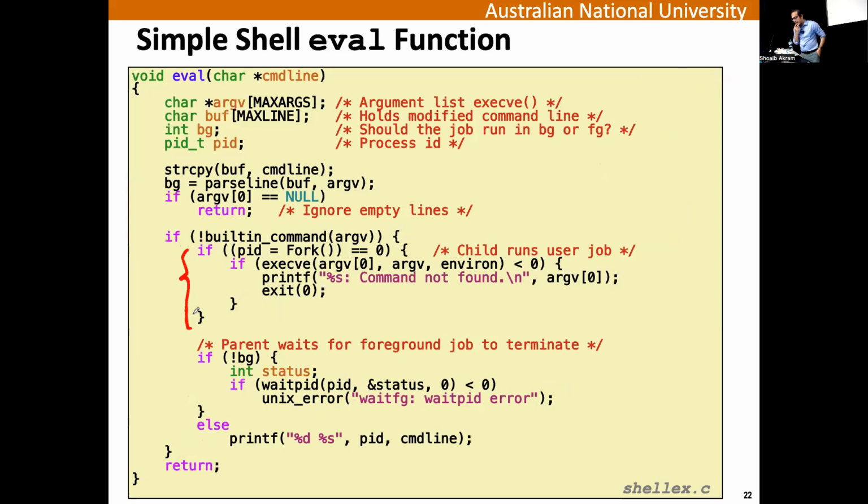We will look at how we can reap children that are running in the background. But this code here shows how the shell program is reaping children that are created in the foreground using a combination of fork and execve.